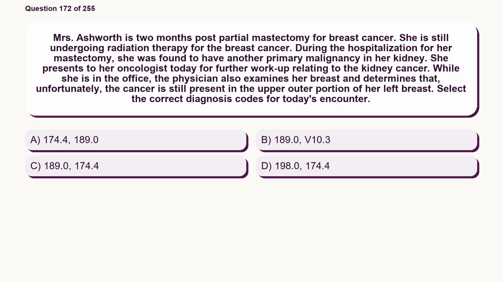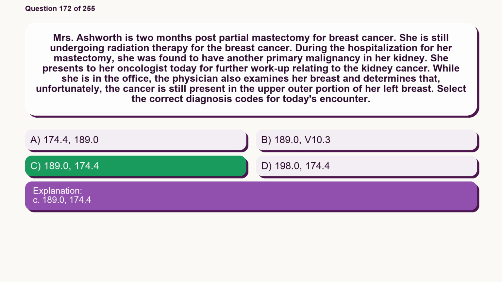Option A, 174.4, 189.0. Option B, 189.0, V10.3. Option C, 189.0, 174.4. Option D, 198.0, 174.4. The correct answer is option C, 189.0, 174.4. C, 189.0, 174.4.